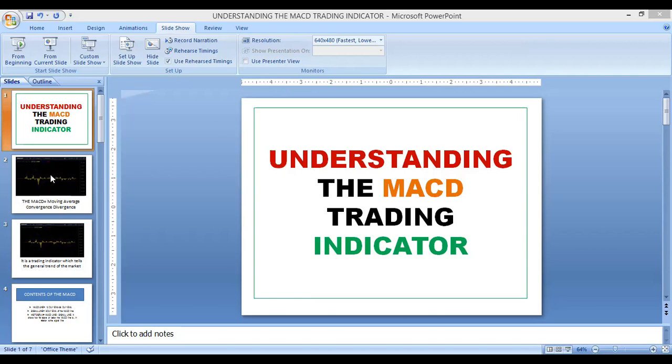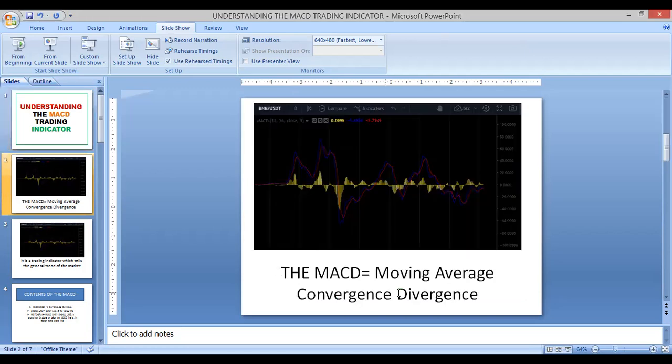All right, so the MACD is actually an acronym which stands for Moving Average Convergence Divergence. Some persons call it MACD, so I prefer to call it MACD. Each of these alphabets has a word to it. M is the moving average, then convergence, divergence. That's the MACD: moving average, convergence, and divergence.